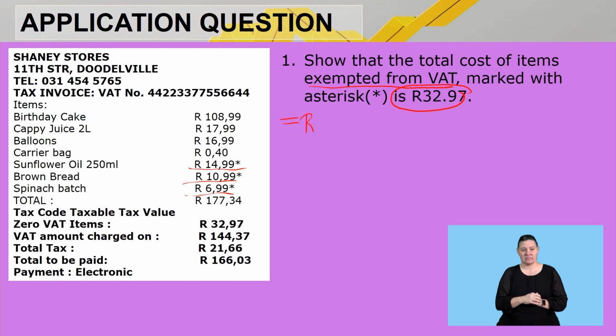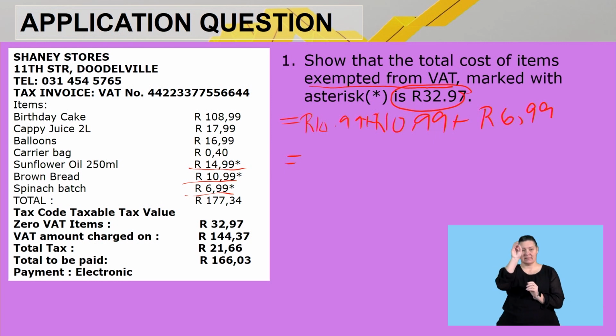Now we have 14 Rand 99 plus 10 Rand 99 plus 6 Rand 99. So we have added all those with an asterisk. Now let us see if they give us the total amount that is on the slip. So yes, we get 32 Rand 97. So that's how this amount was worked out. They simply added all the zero rated items. Let's go to the next question.